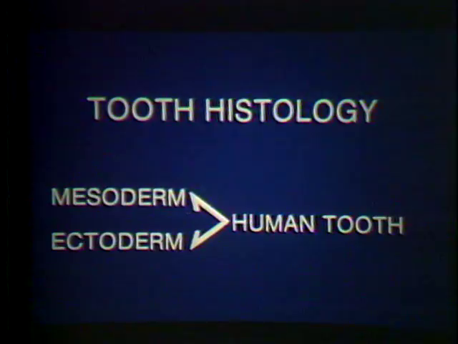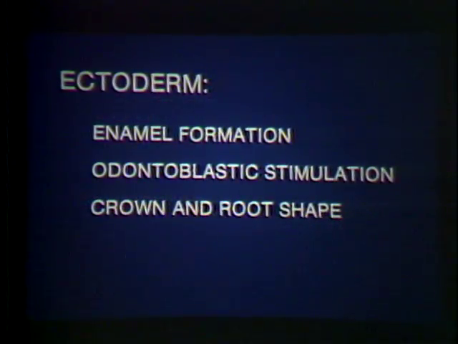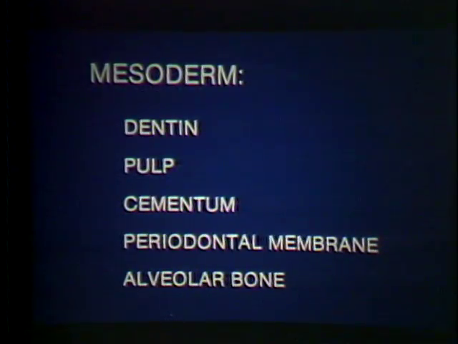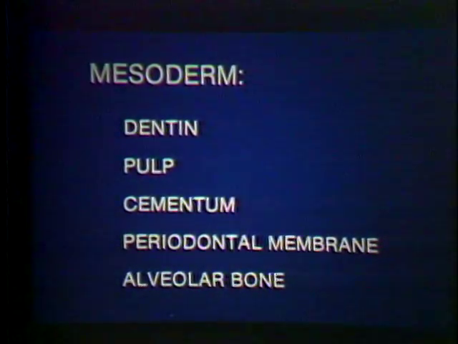We'll begin with a brief review of tooth histology. The process of human tooth development is an interesting interaction involving ectodermal and mesodermal tissues. The ectodermal cells perform the special functions of enamel formation, odontoblastic stimulation, and determining the shape of the crown and root. After performing these functions, these cells disappear. The mesoderm, however, persists throughout the life of the tooth and is responsible for the formation and composition of dentin, pulpal tissue, cementum, periodontal membrane, and alveolar bone. Unlike the ectodermal cells, these cells persist throughout life.